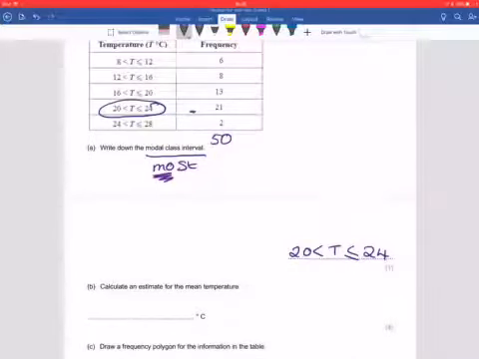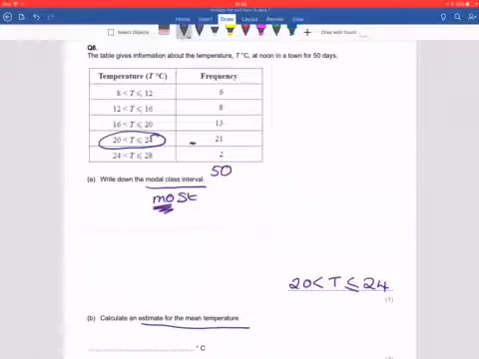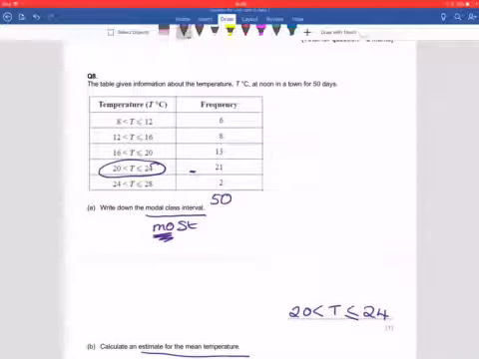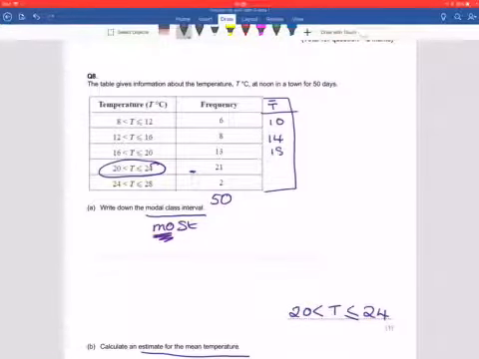Calculate an estimate for the mean temperature. What you have to do is find the midpoint of the temperature. Between 8 and 12 is going to be 10. It's going to be 14. It's going to be 18, 22 and 26. They're not always the same distance, but they are on this one.